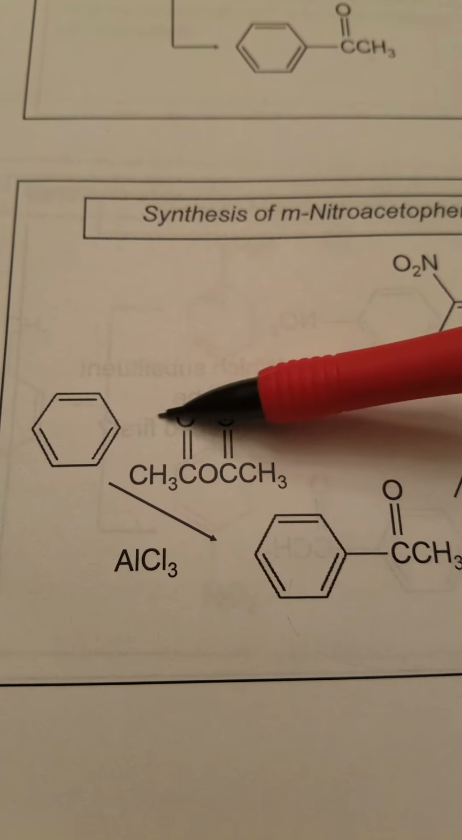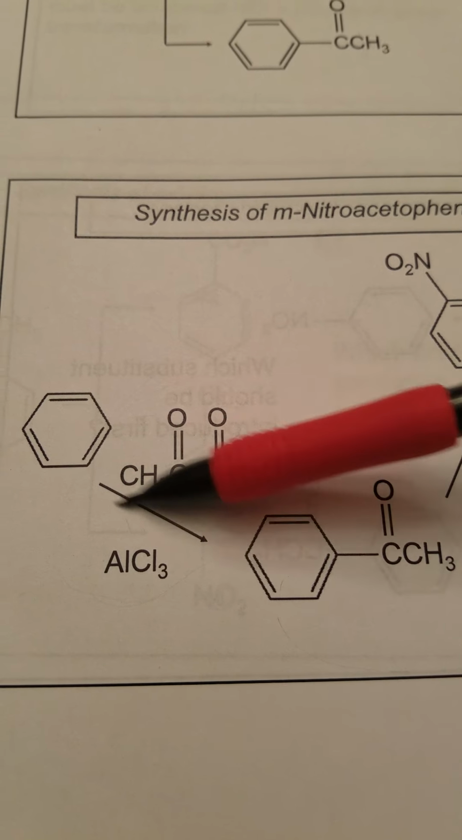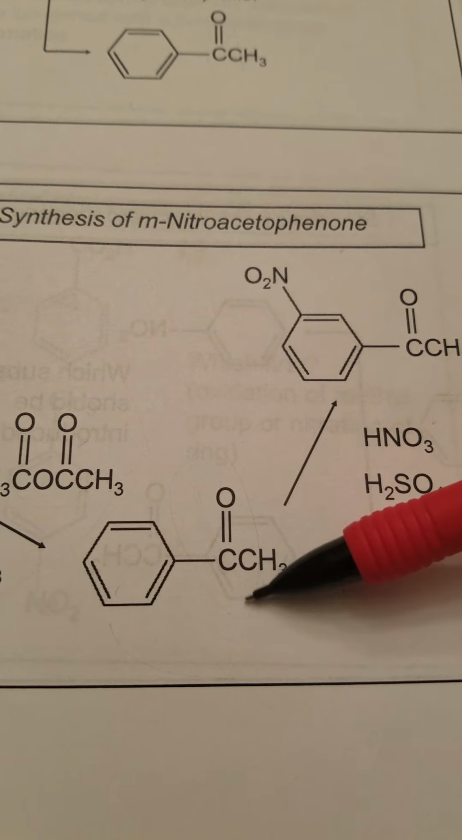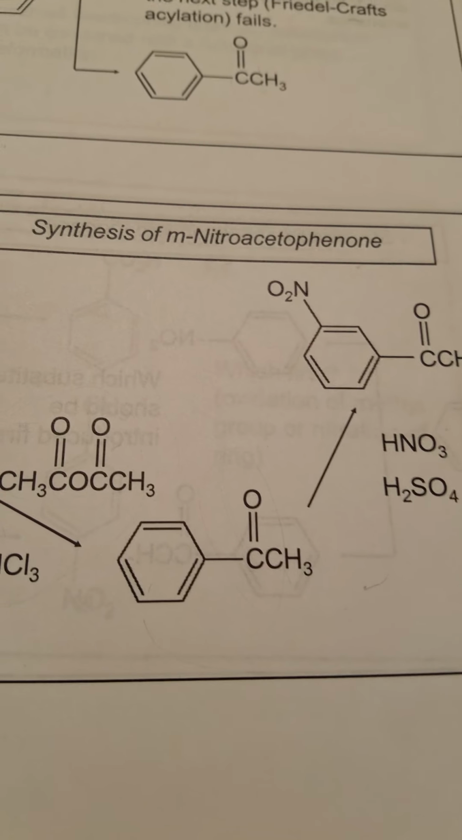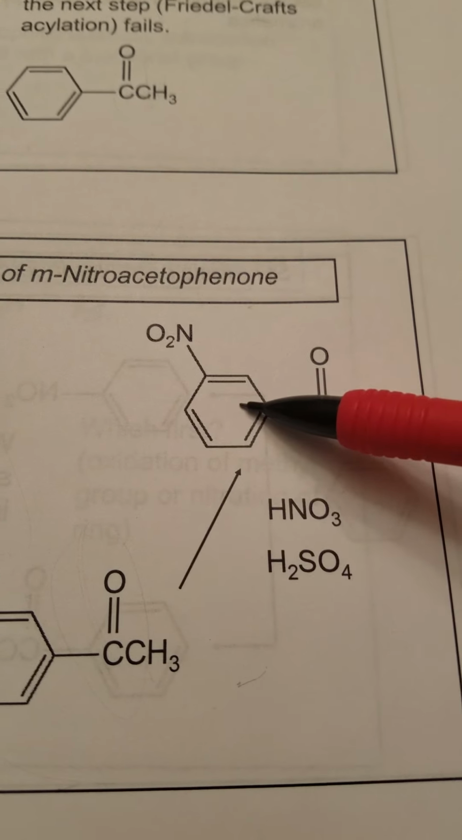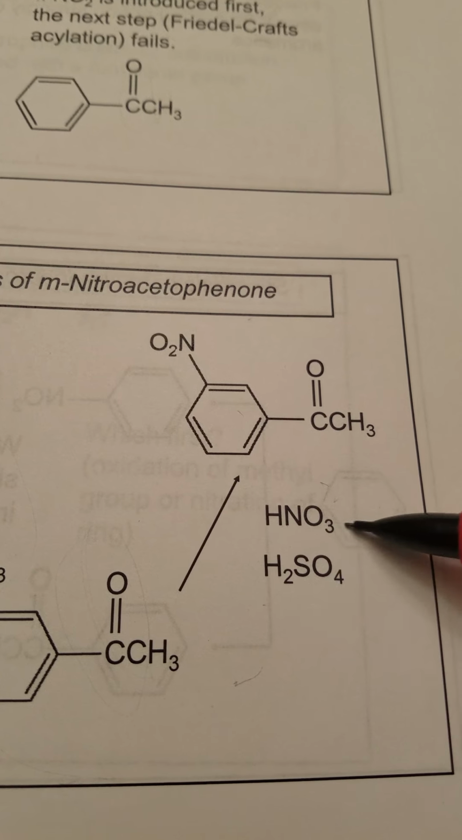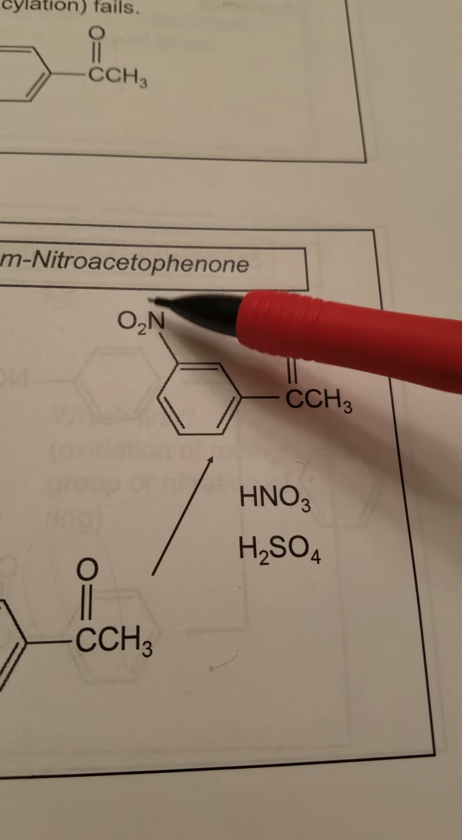So here's our Friedel-Crafts acylation using our acetic anhydride. Here is our first product, or our acetophenone, and then we're going to do our nitration using our nitric acid in the presence of sulfuric acid, and it'll go on the meta position.